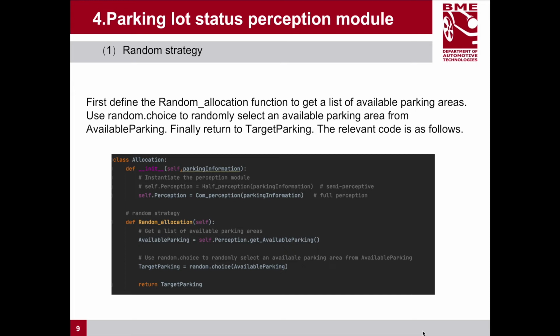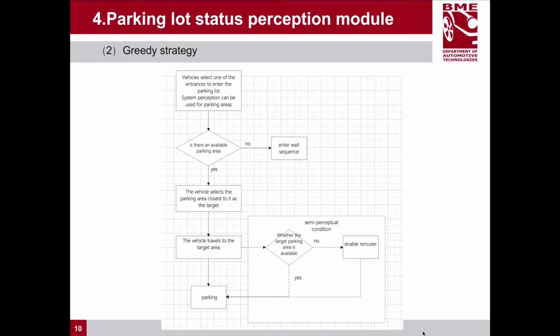We define a class allocation as a module for strategies implementation. The random allocation function is defined to implement the random strategies. In the greedy strategies, when a vehicle enters a parking lot, it will choose the parking area closest to its entrance for parking. The flow of the strategies is as follows.